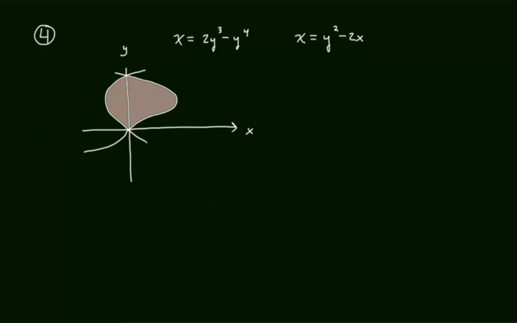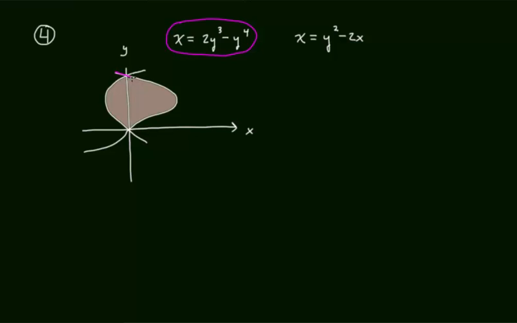Example number 4 offers something very different than the other ones. Let's take a look at this equation here. X equals 2y cubed minus y to the power of 4. Notice that that is not a function. If I were to graph that, x would be a quartic, a 4th degree.